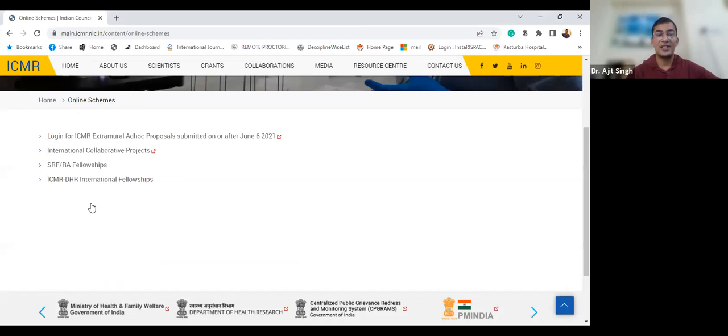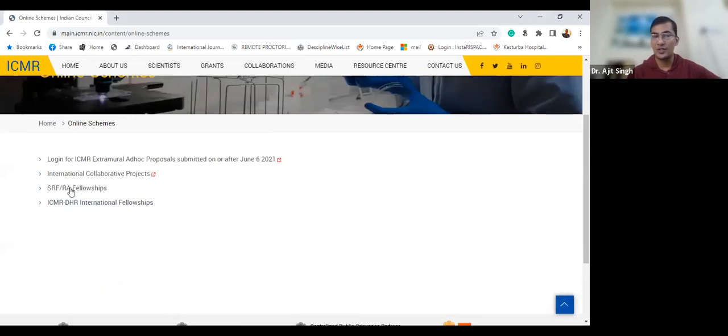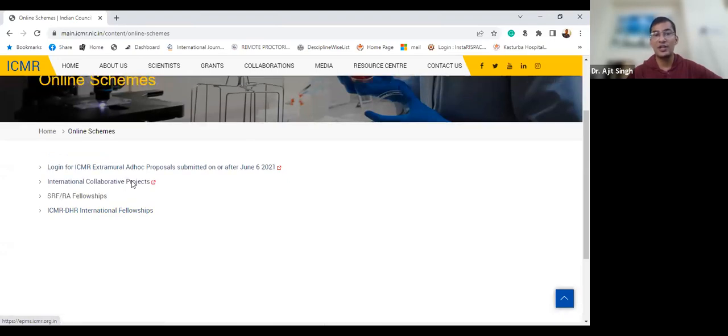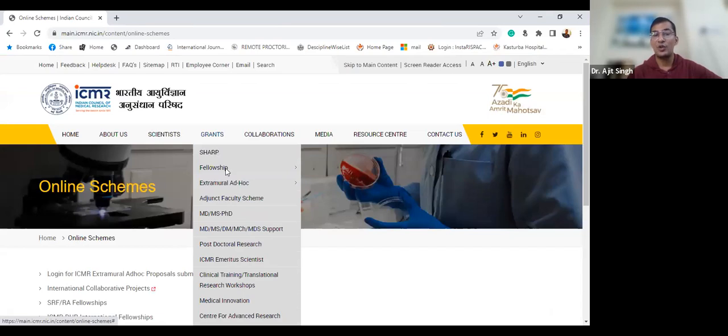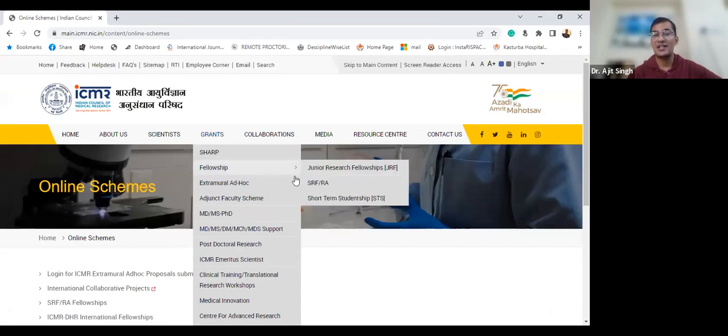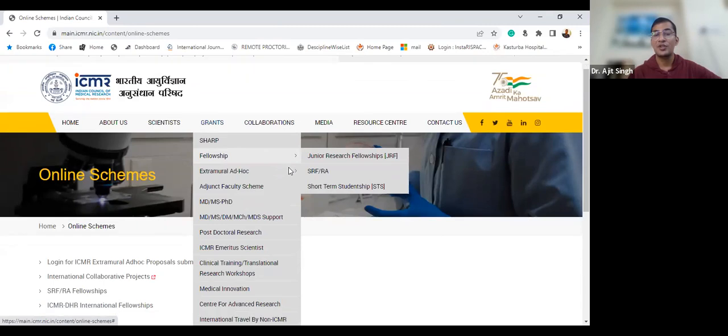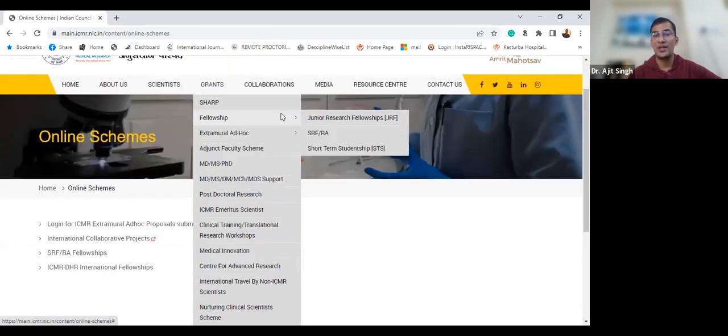See, here you can see SRF or Research Associate Fellowships, ICMR Department of Health Research International Fellowships. You can log in to ICMR extramural ad hoc submitted projects, international collaborative projects. You will get all those things. If you look at this, grants, SARP grant, fellowships, junior research fellowships, senior research fellowships, short-term studentship for MBBS students. This STS is only for MBBS students.